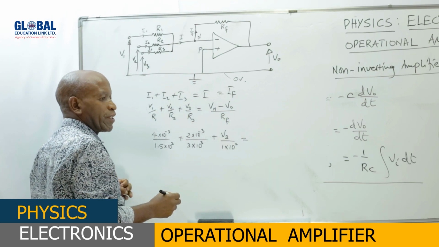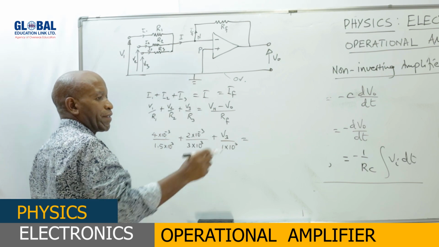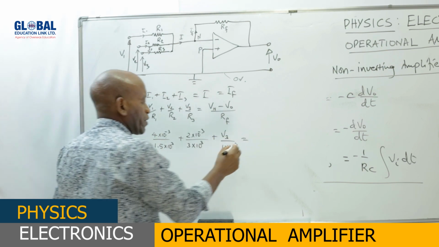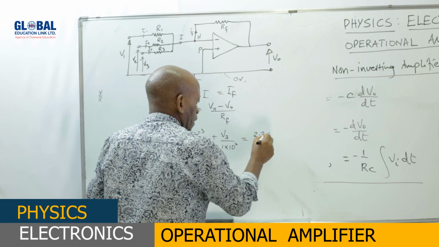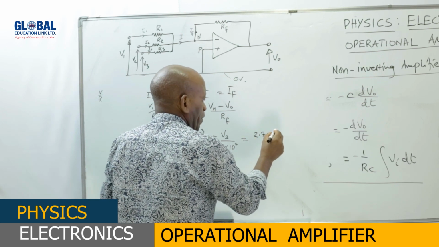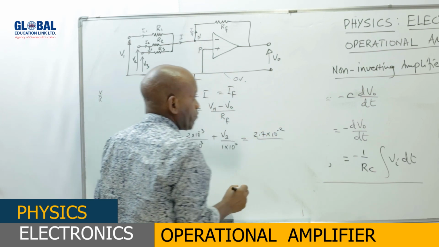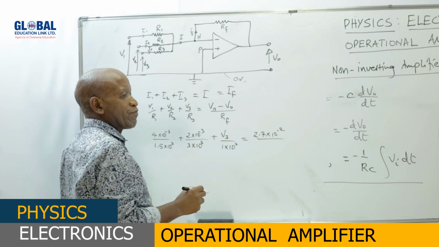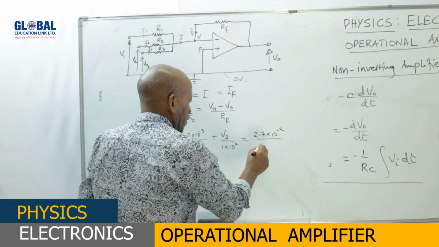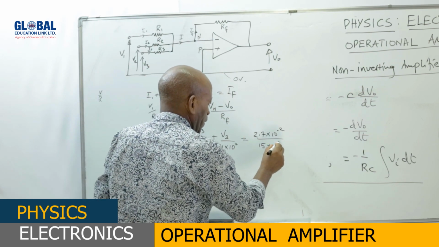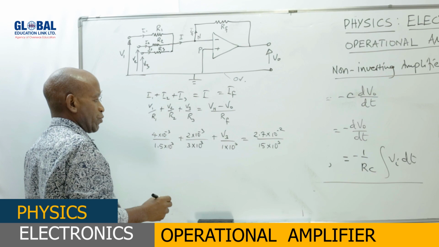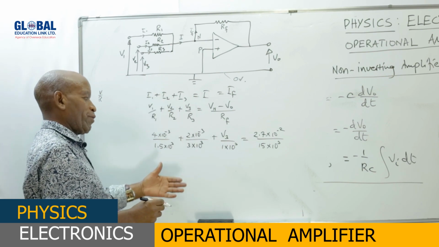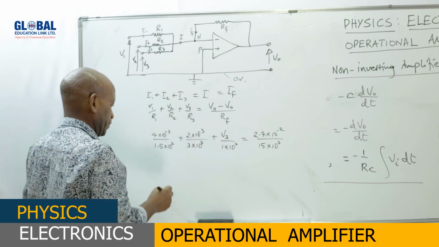The output voltage is 2.7 times 10 to the power negative 2 volts over the feedback resistor Rf. The Rf there is 15 kilo ohm, that is 15 times 10 to the power 3 ohms. So then we can compute here to determine what is V3.